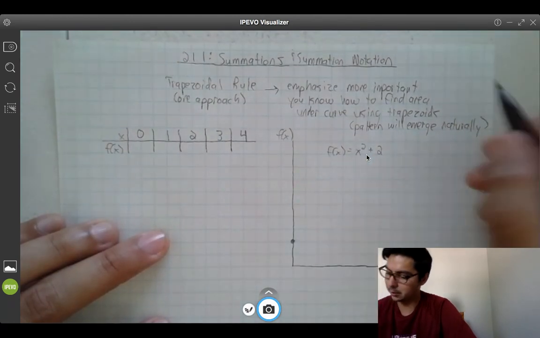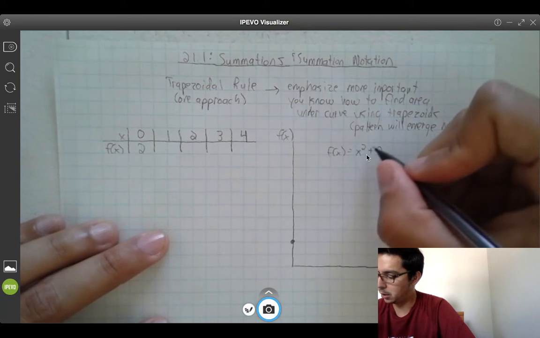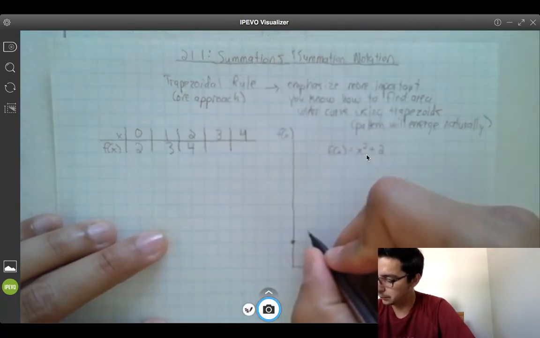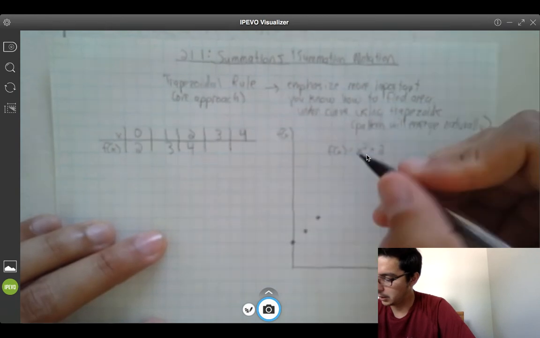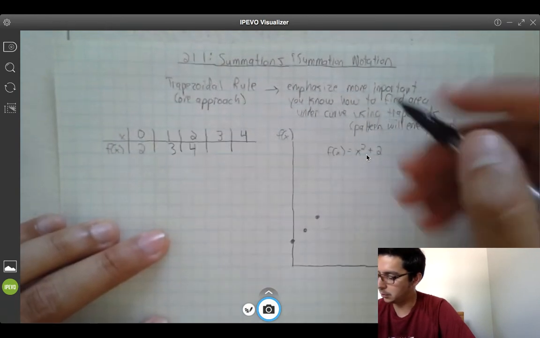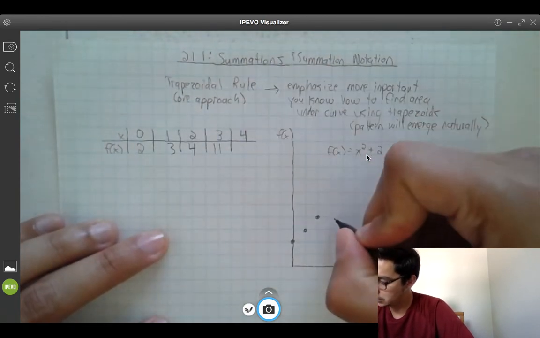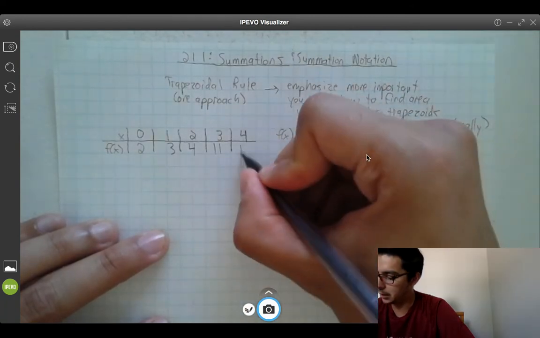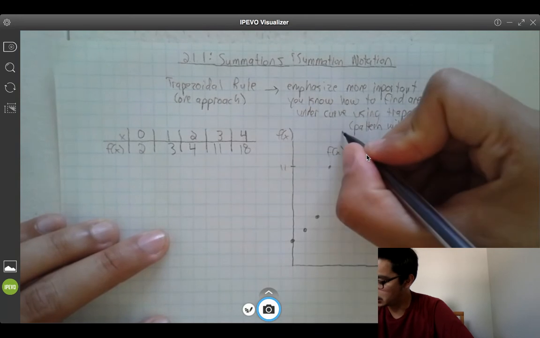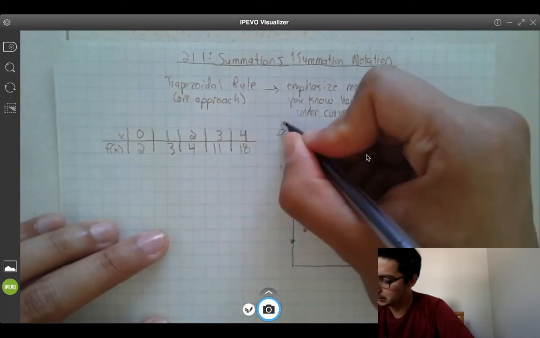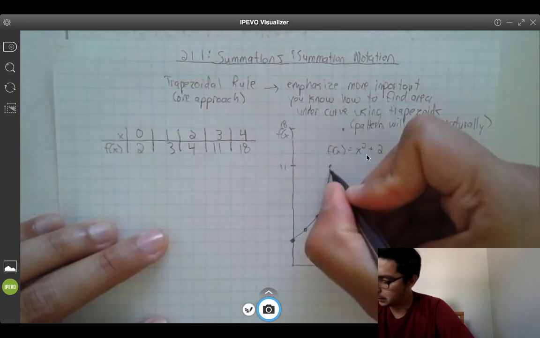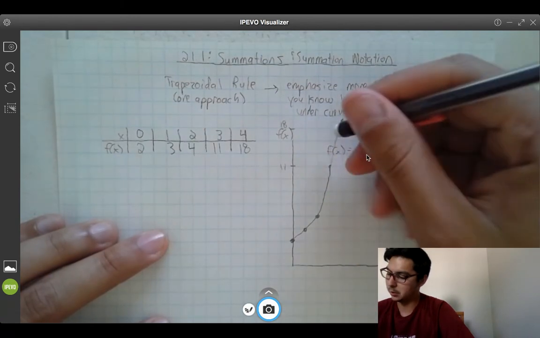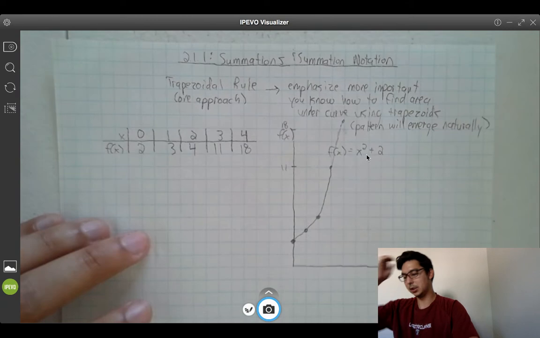So at 0, you're at 2. At 1, you'd be at 3. At 2, you'd be at 6. And at 3, you'd be at 11. So 3 is somewhere up here at, I'll just mark 11. And at 4, you'd be at 18, which I'll mark somewhere up here as 18. And that's okay. You don't have to have it perfect. It's just a sketch to help us see this.